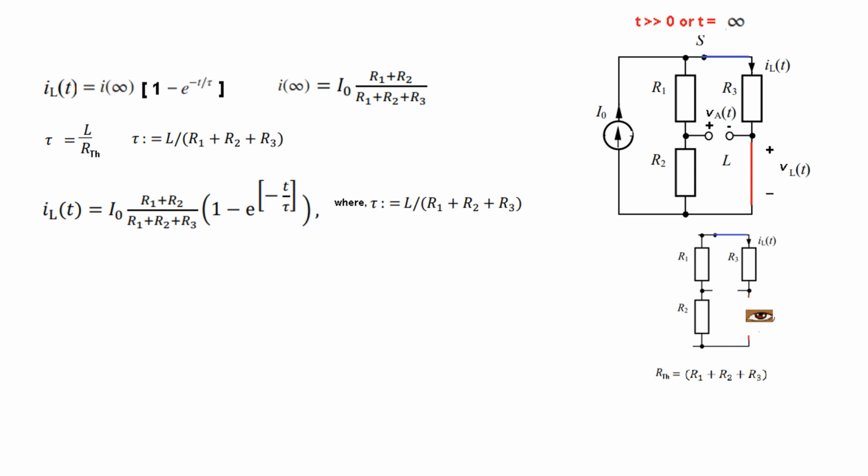So putting the value of I infinity, putting the value of tau. We have just written it in this manner, but tau we have written separately to keep it neat. And just rearranging, so I_L(t) will be this equation.